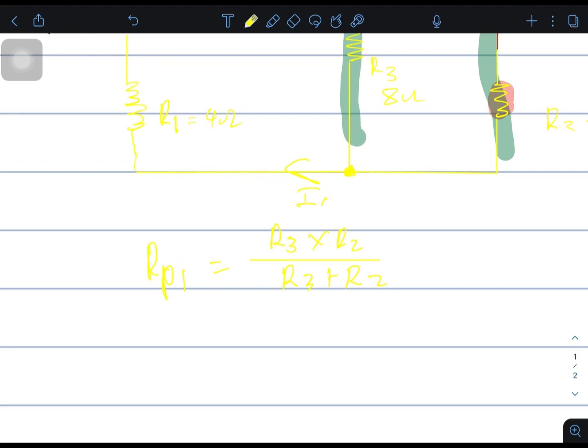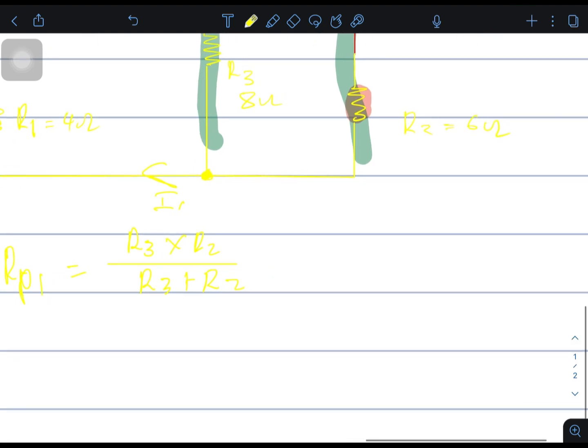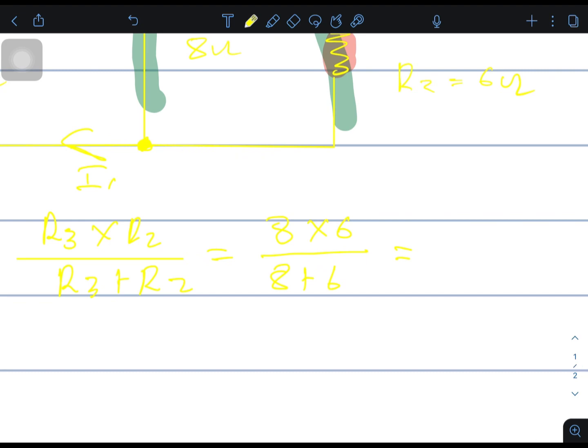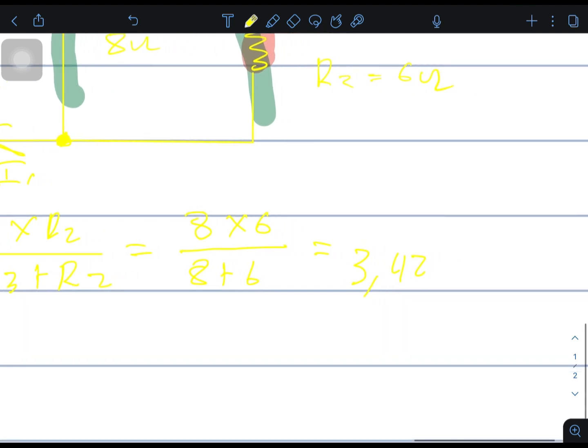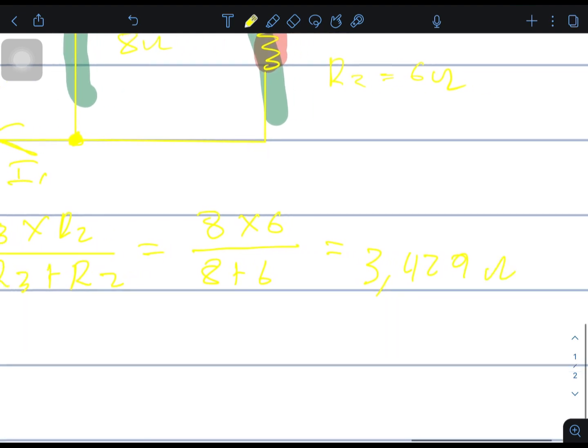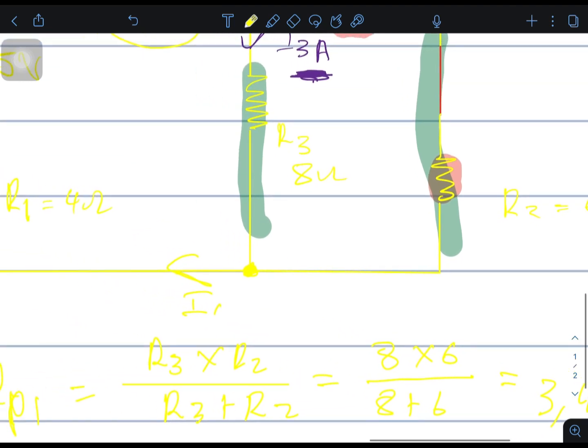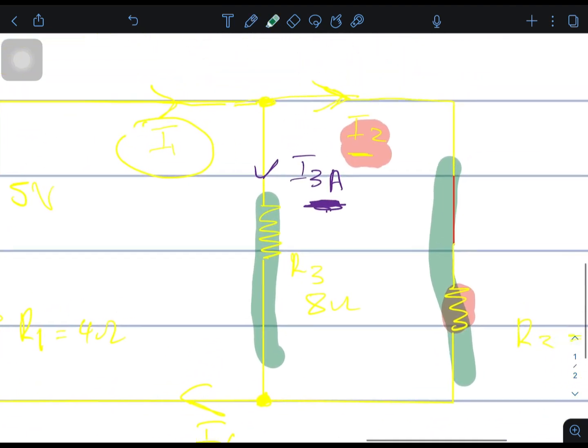When I calculate that, let me substitute first. It's 8 times 6 over 8 plus 6. Hope you guys still see. 8 times 6 over 8 plus 6 is 3.429 ohms.